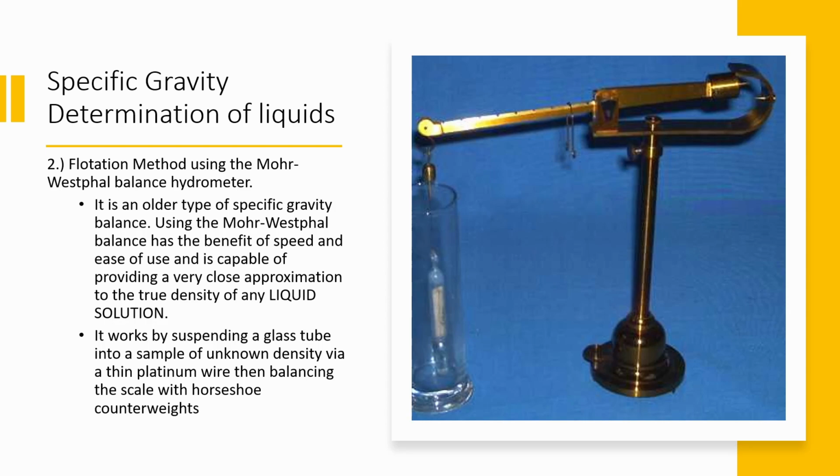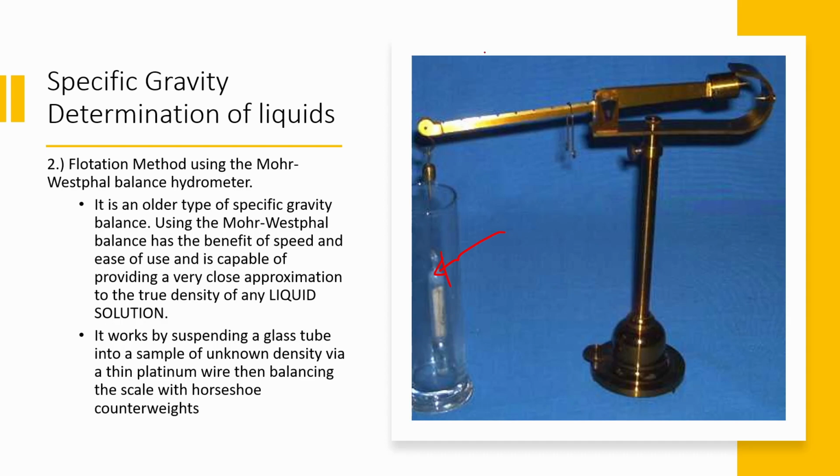The next method is our Mohr-Westphal balance. So this is what the Mohr-Westphal balance looks like. It is an older type of specific gravity balance using the Mohr-Westphal apparatus. The main advantage of the Mohr-Westphal balance is it is easy to set up and it is very easy to use provided that you calibrated it correctly. It works by suspending a glass tube into a sample of unknown density.